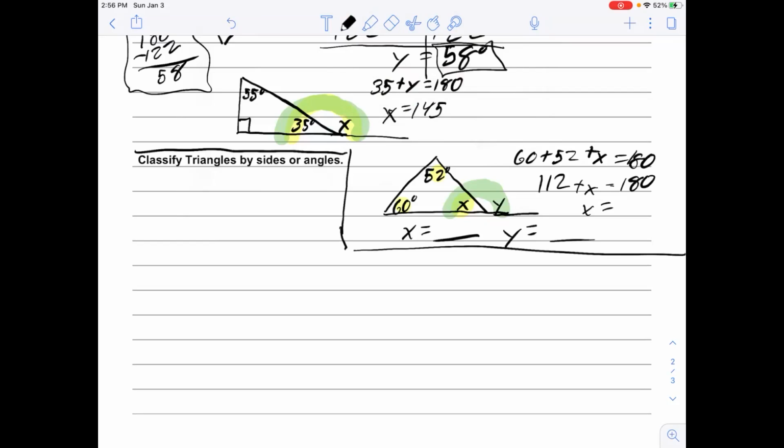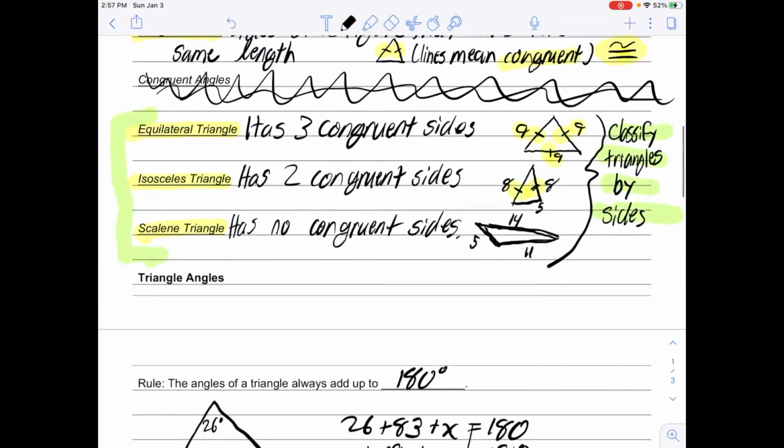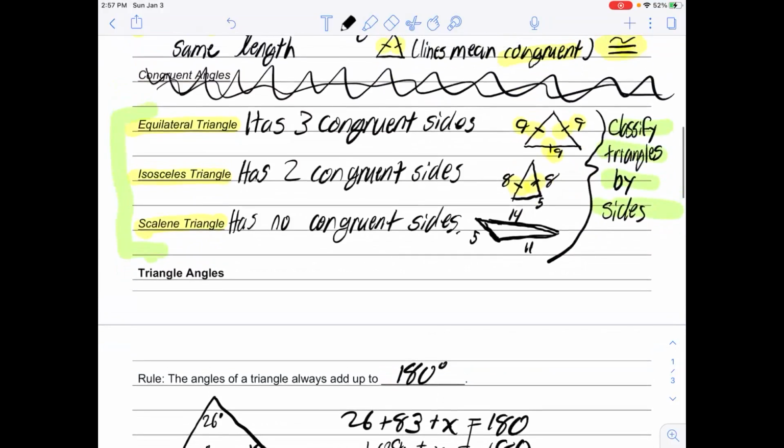The next type of problem we need to be able to do is classifying triangles by sides or angles. So let's say I had a triangle and I gave you the measurements, 3 feet, 3 feet, and 1 feet. These are side lengths of the triangle. So if I want to determine what type of triangle this is, I need to go back up to my notes and find up here where it says classify triangles by the sides.